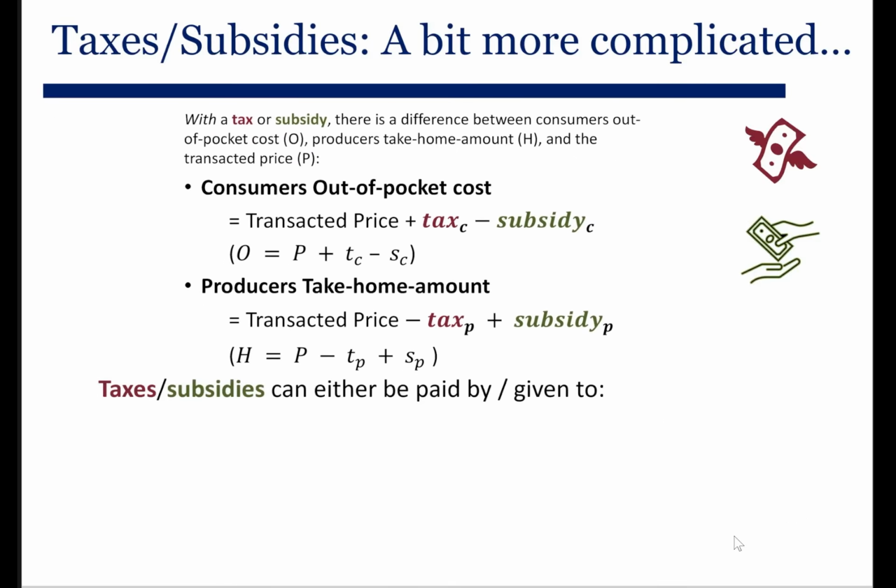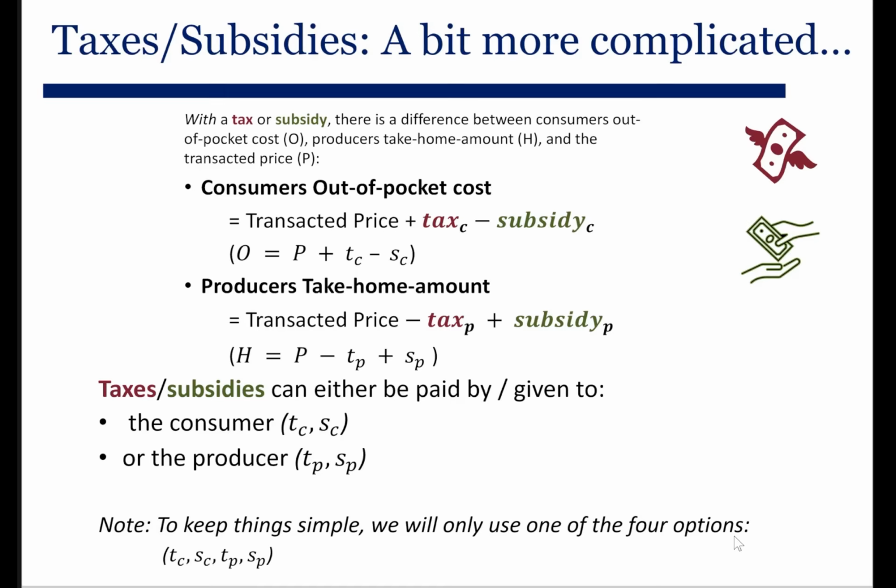Furthermore, taxes and subsidies are paid by or given to either the consumer or the producer, generally not both. To keep things simple, we'll only be looking at one of the four options at a time, either a tax or a subsidy, either on the consumer or on the producer.